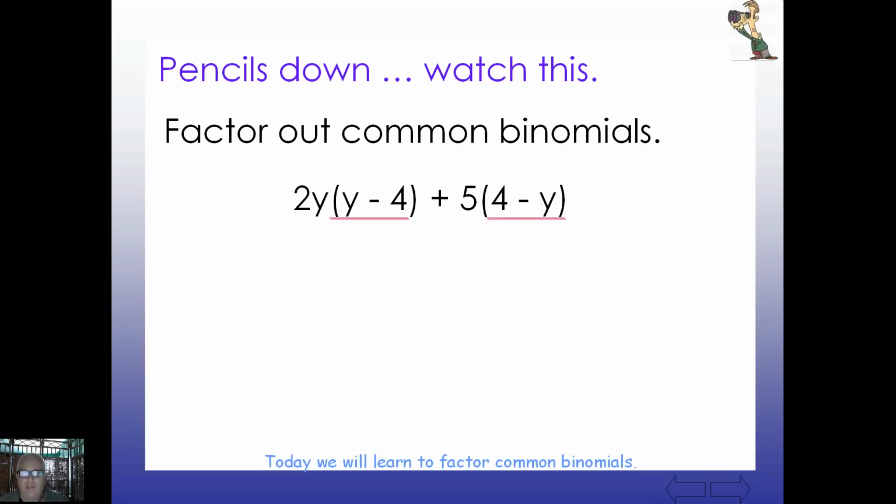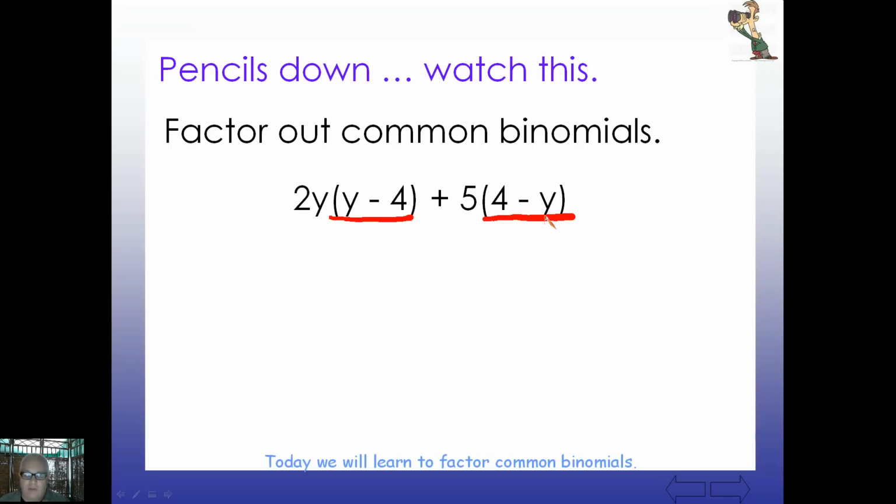Okay, now take a look at this one. Factor out common binomials. This one's going to be a little trickier, and you'll see only a couple of these during our time together. You've got 2y times the quantity y minus 4 plus 5 times the quantity 4 minus y. Now what you'll notice, of course, is these two are really close to being the same: y minus 4 and 4 minus y. But unlike addition, subtraction cannot be reversed automatically.